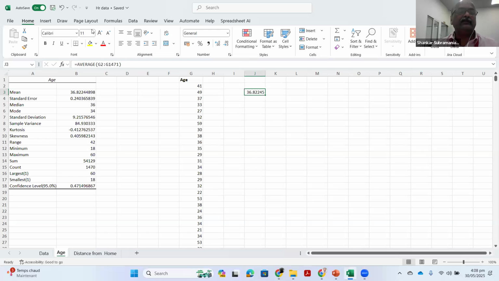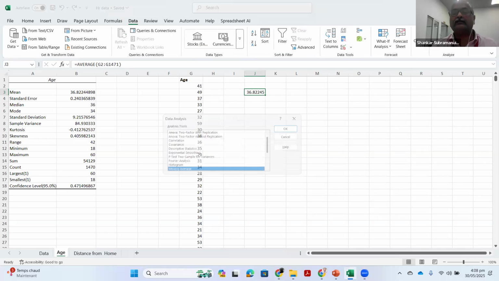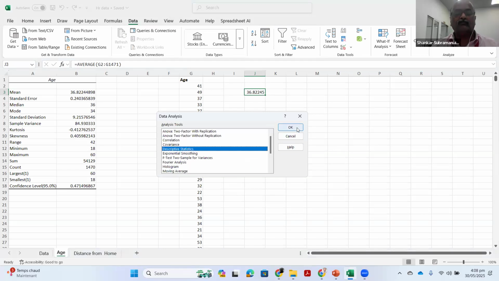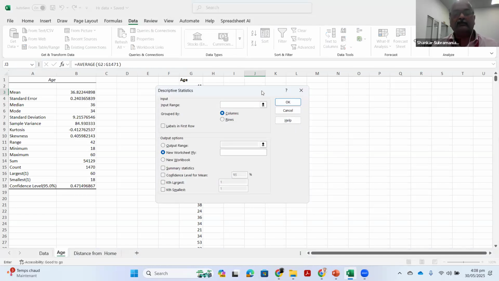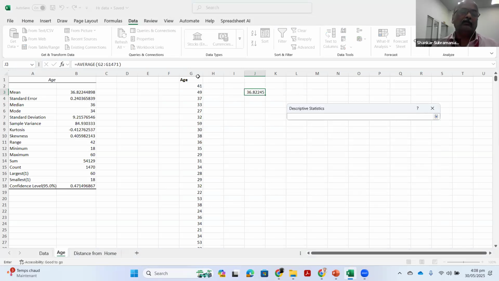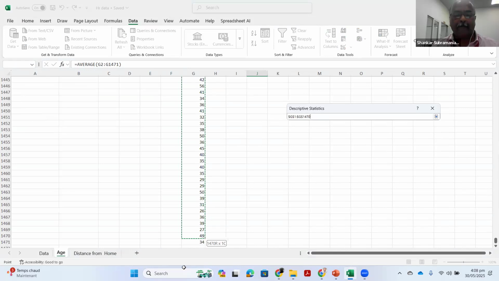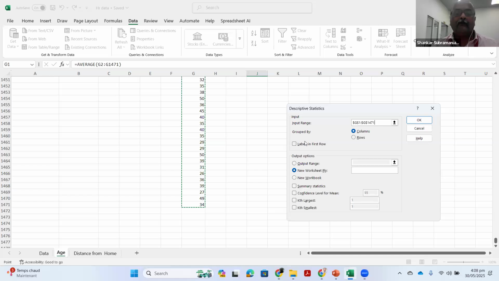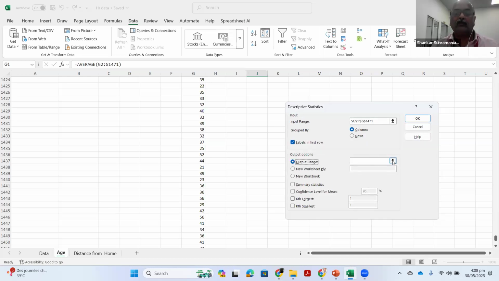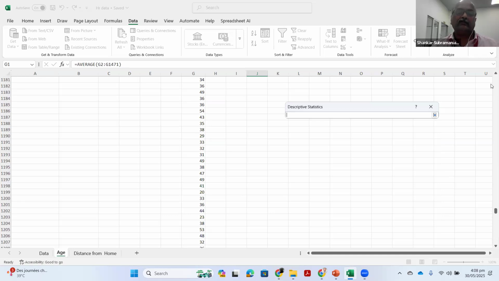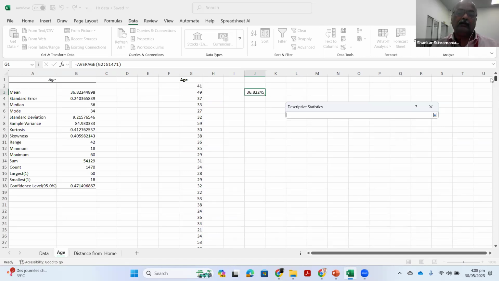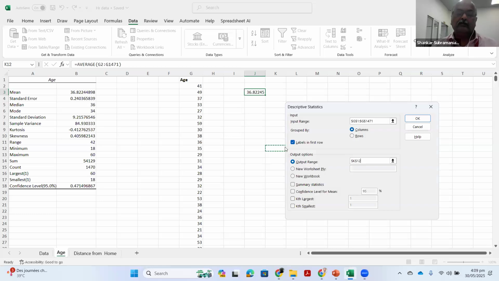So the next one is using the data analytics. I go for the descriptive statistics as a whole, and say okay. It's going to ask me the input. Just check whether your labels are there, you can mark the labels in the first row. Then if you're going for a new sheet, or you want to keep the output here, you need to show where you want it. Let's say I want it right on the top, somewhere here. I mark it and say accept.